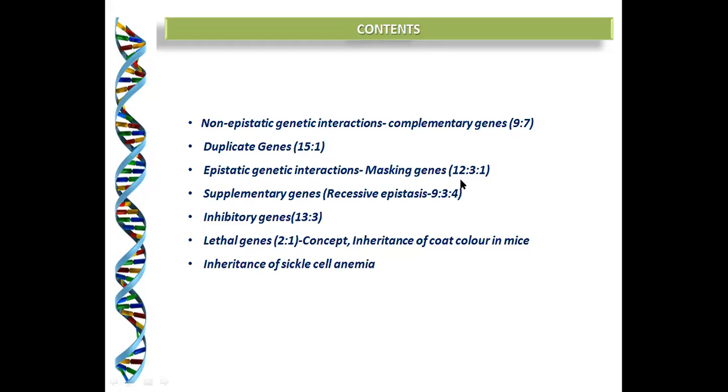Then it is also modified into 12:3:1. This type of interaction is called dominant epistasis. Then it is modified into a 9:3:4 ratio. It is called recessive epistasis or supplementary gene interaction. Then it is modified into a 13:3 ratio. It is called inhibitory gene interaction. Here the monohybrid ratio, that is 3:1, is modified into 2:1, and that concept is called lethal gene interaction.